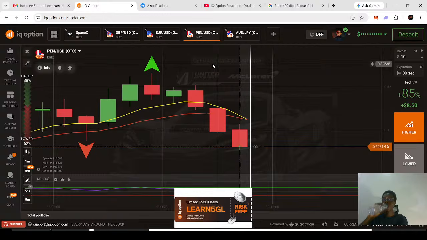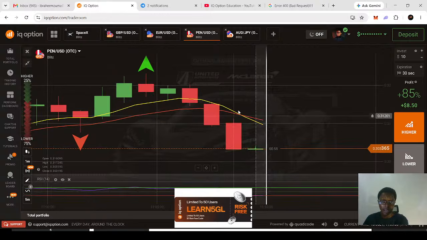So we're looking at both pen USD and we have a crossing in pen USD, but we need a fractal, and also it is around the oversold section of position. So that'll be a good entry, and it is reversing here.